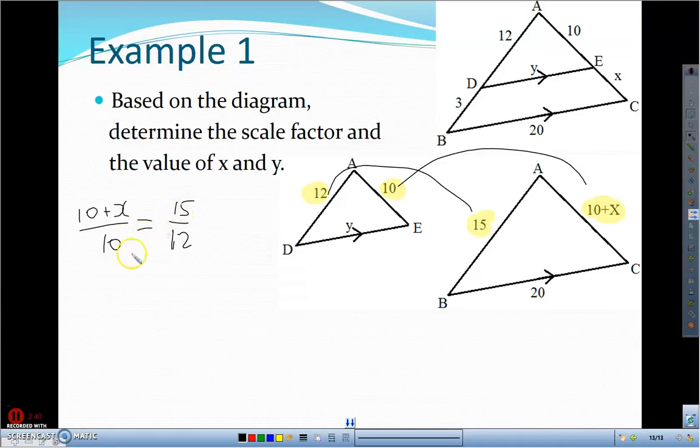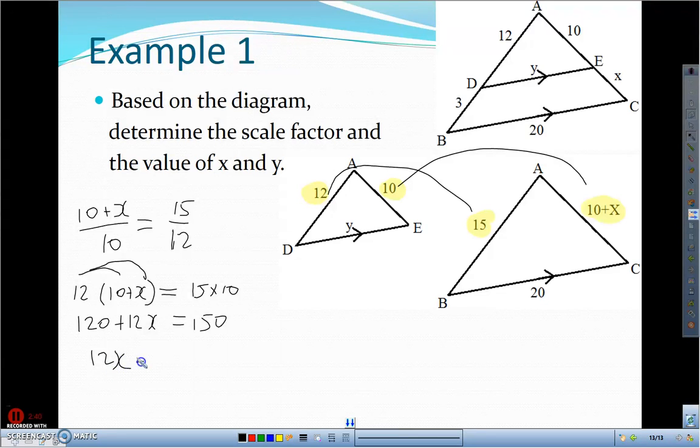And now it becomes a simple case of solving an algebraic expression. Cross multiplication: the 12 comes up to this side, it's 12 times (10 plus x), and I'm going to simultaneously do this with the 10. The 10 comes up and multiplies the 15. Distributive property means we multiply through the brackets by the 12. So this would become 120 plus 12x is equal to 150. So now a two-step equation: 12x is equal to 150 minus 120. 12x is equal to 30.